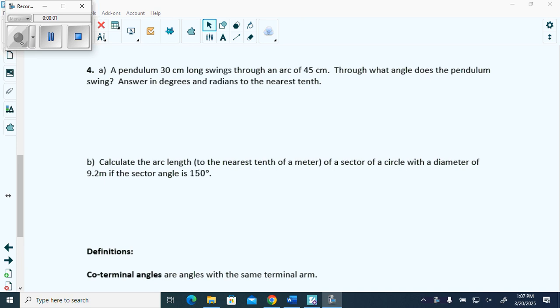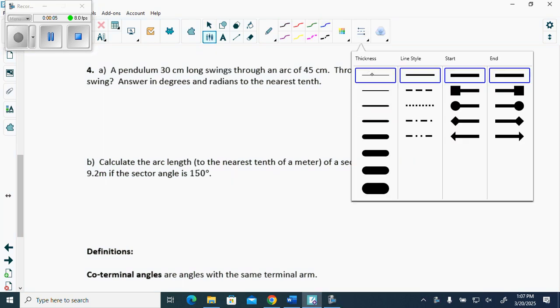Theta equals A over R is the formula on your formula sheet.